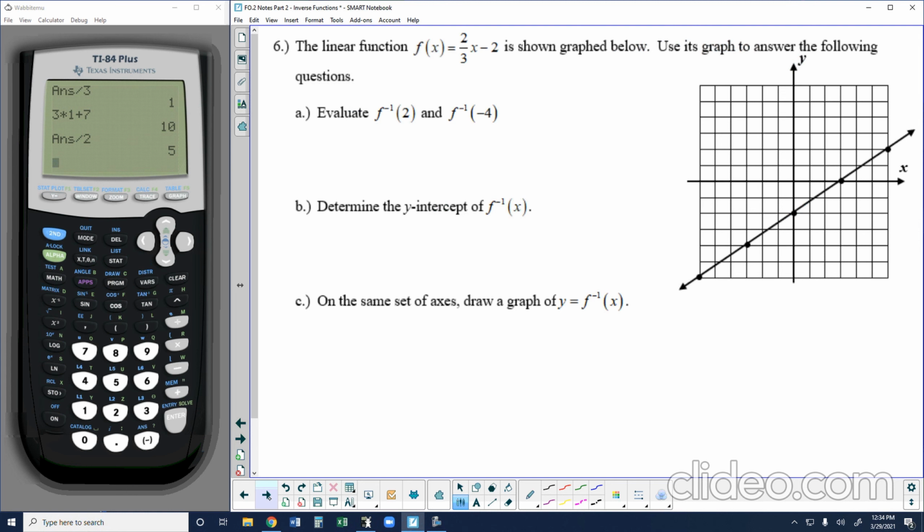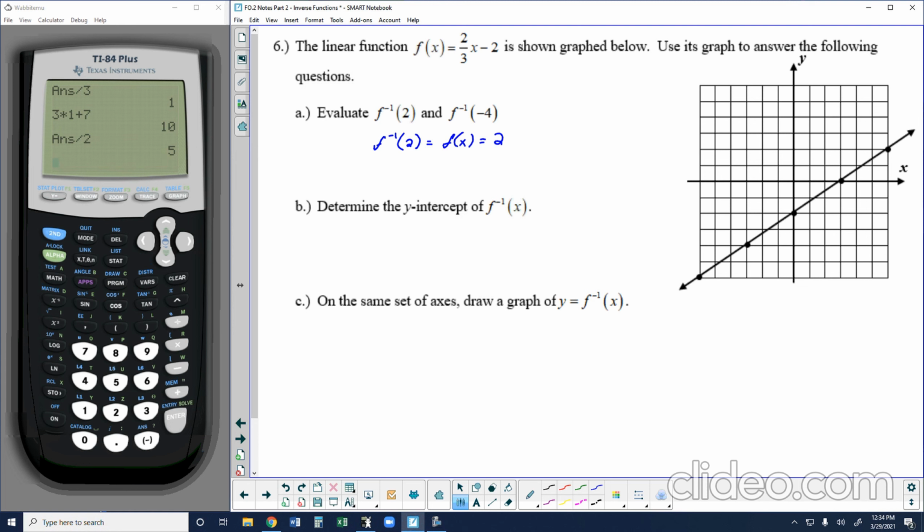Evaluate the inverse of f of 2 and the inverse of f of -4. So let's break this down a little bit. The inverse of f, given an x value, would be the same y value on our original function. So basically what we want to find here, the inverse of f of 2 would be the same as finding the f of x value that leads to a y value of 2.